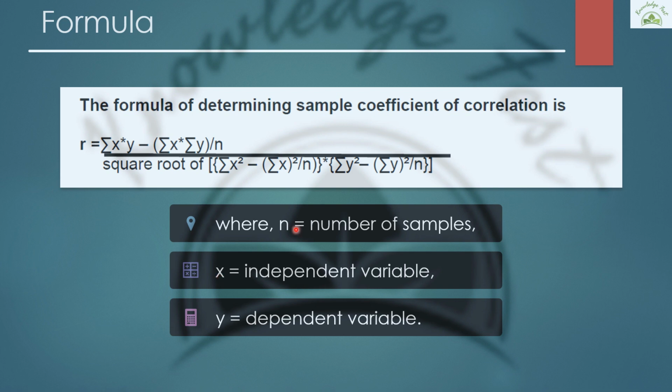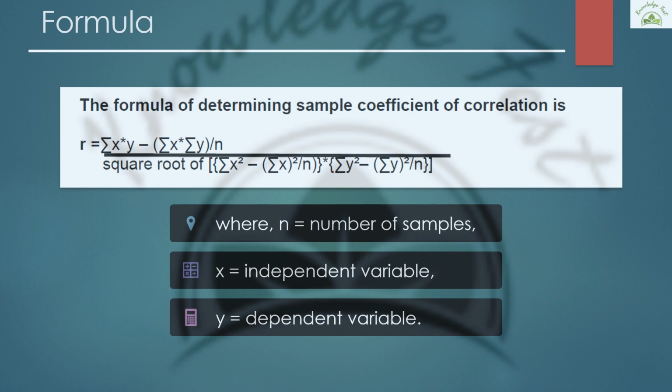So here there are three variables, n, x and y, where n is the number of samples, that is the number of x values and y values we are taking into consideration during our analysis and sampling, and x is the independent variable. So x values are known to us, and the y value we have to predict, determine based on the x value. So y is the dependent variable, x is the independent variable, and this is the formula for determining the sample coefficient of correlation, which is the Pearson coefficient of correlation.